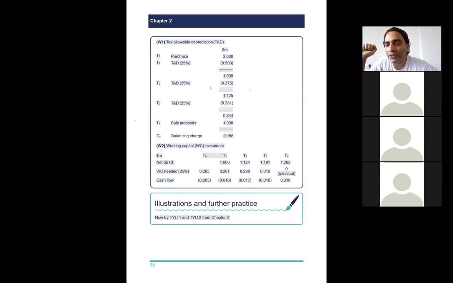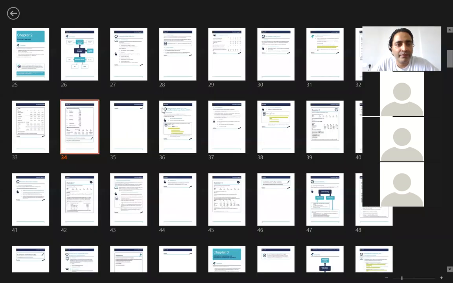Okay, so this was the working note, a very, very critical and essential working note for all investment appraisal questions. चाहे कितनी भी बड़ी केस स्टडी हो, अगर डेप्रिसिएशन कॉन्सेप्ट आया है तो ये कैलकुलेशन बिल्कुल करना पड़ेगा.